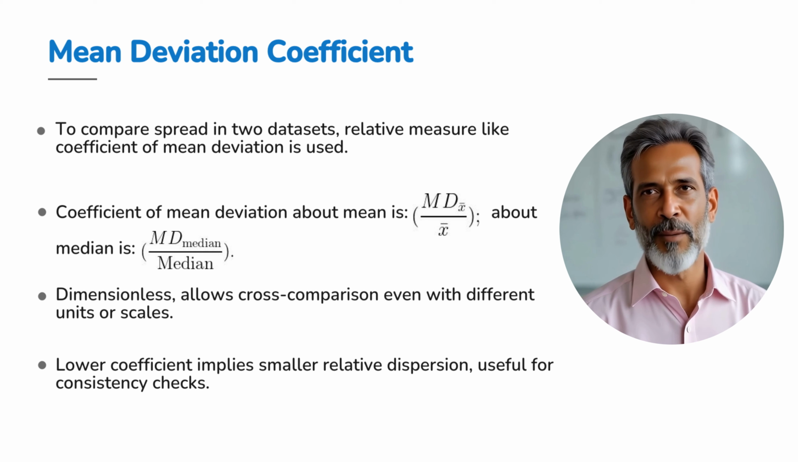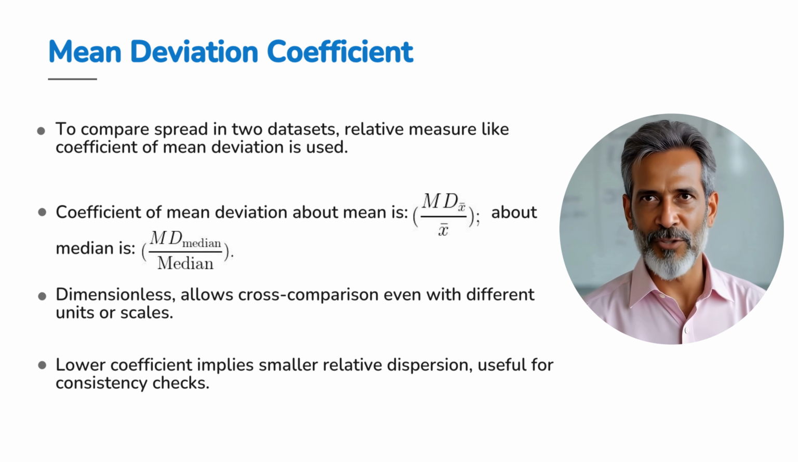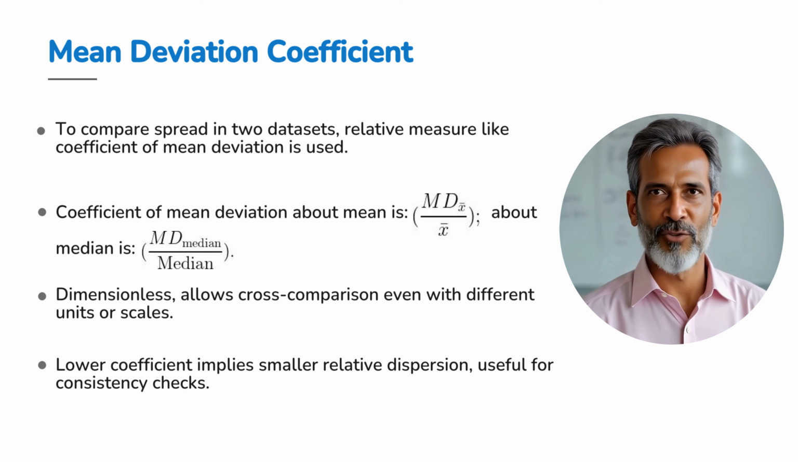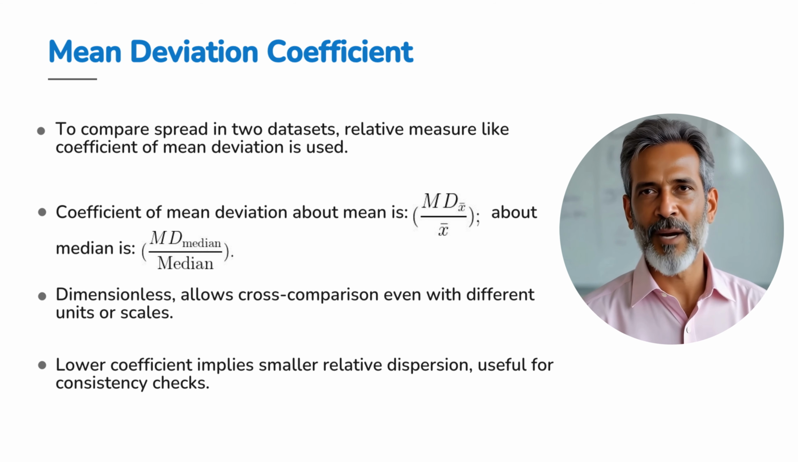Wondering how to compare variability across two very different datasets, maybe from different subjects or tests with different average marks? That's where the coefficient of mean deviation comes in. It's a relative measure that normalizes the mean deviation by the central value. Specifically, the coefficient of mean deviation about the mean is mean deviation divided by the mean. Similarly, the coefficient about the median is mean deviation divided by the median. Because these ratios have no units, they let us compare dispersion even when data units or scales differ.